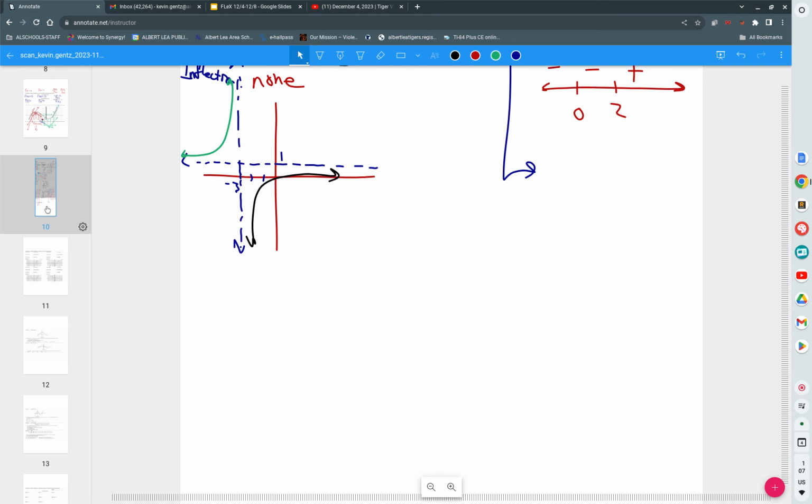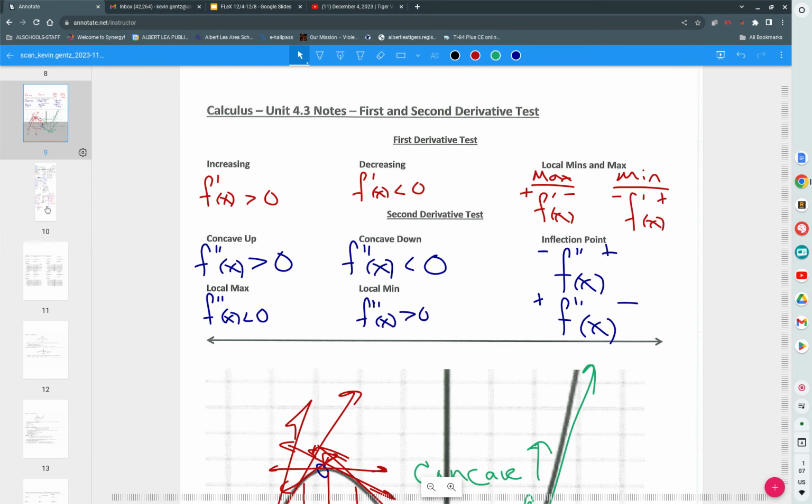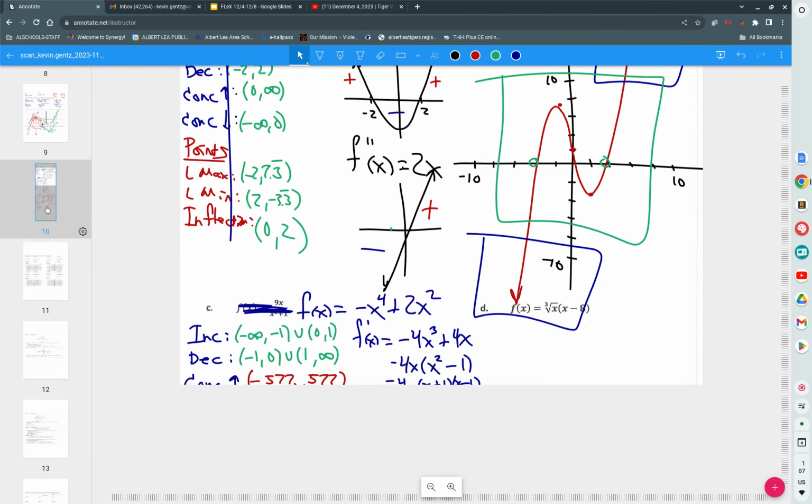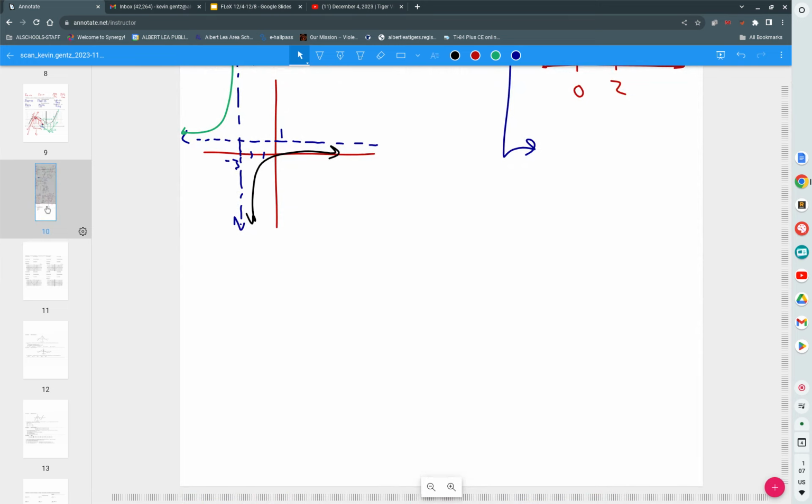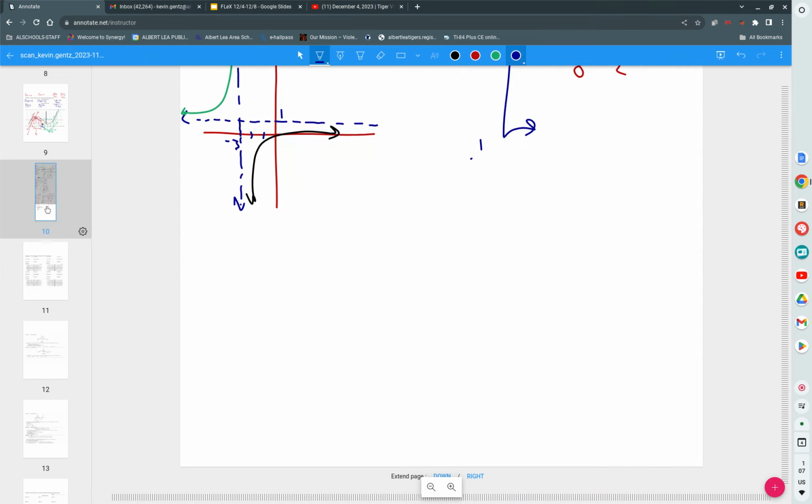So I have 1 over 3 x to the negative 2/3 times x minus 8 plus x to the 1/3. Is that correct? Is that what I had written up above? Yep. Okay.